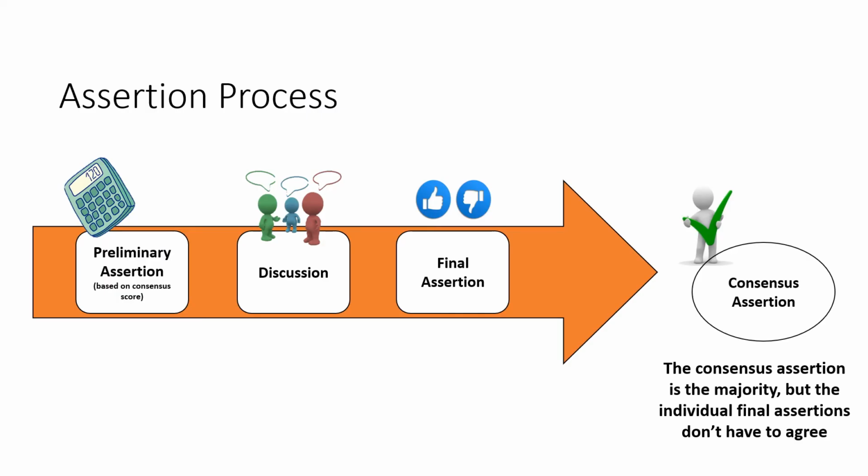So what happens after the scoring process is that a preliminary assertion is calculated based on our final consensus scores. Then the AWGs discuss whether they agree with this preliminary assertion, and then they make a final assertion. And again, each individual score provides their assertion, and then the consensus assertion from the AWG comes from the majority assertion. And so the individual assertions may differ across scores, and then the consensus assertion is the majority.